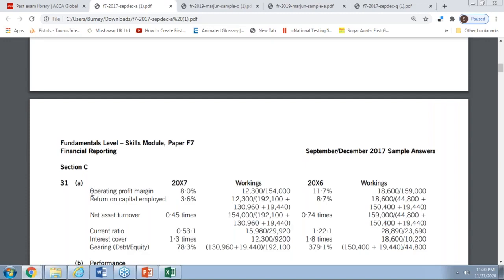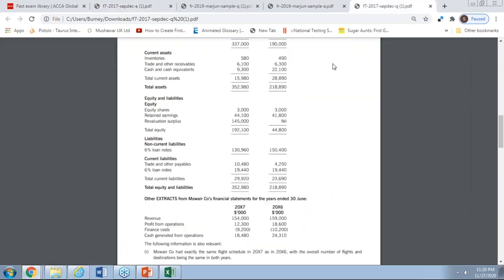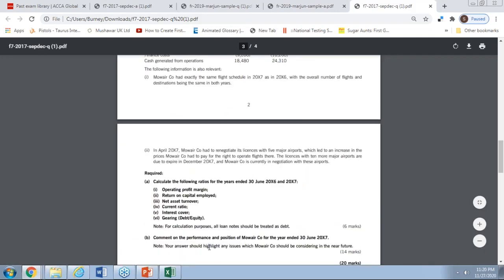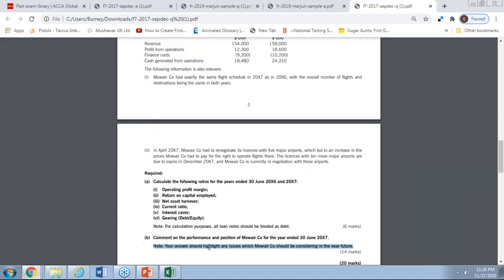So the first three ratios will be for the profitability. Then the next two ratios will be for the position, where the company is standing right now in terms of current ratio, interest cover, and gearing. And you have to add one more thing, which is its future impact, because the question specifically mentions in the requirement that your answer should highlight any issues which the MOA should consider in the future.